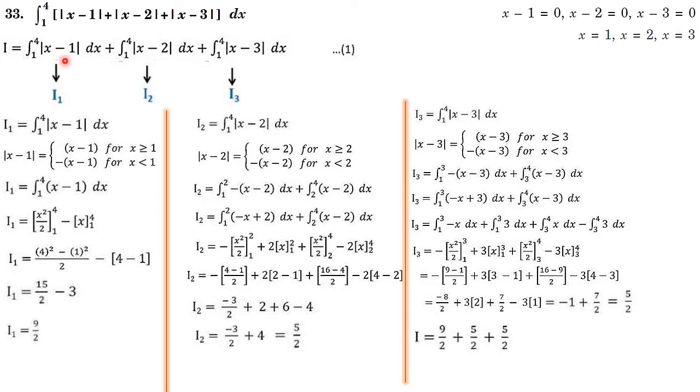Only thing is that just add these 3. I is equal to, first value is 9 by 2 plus 5 by 2 plus 5 by 2. If you take 2 as common LCM, 9 plus 5 is 14, 14 plus 5 is 19 by 2. This is the answer.